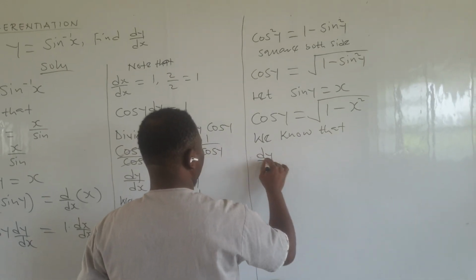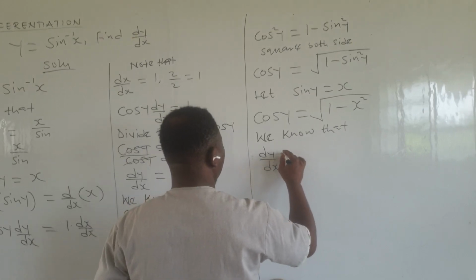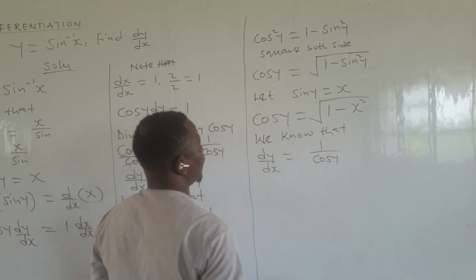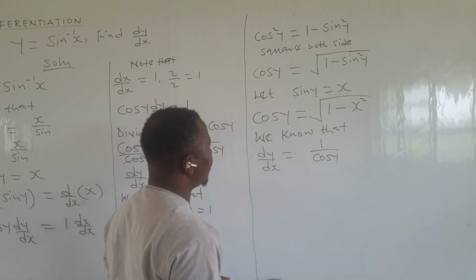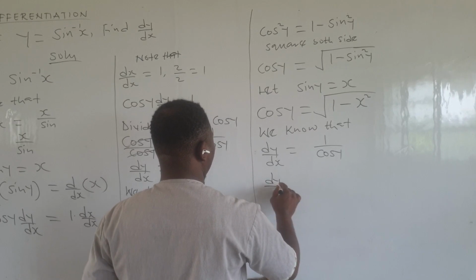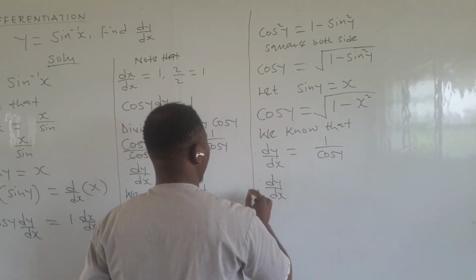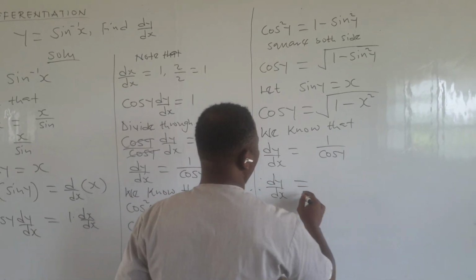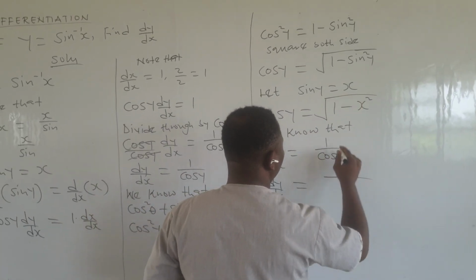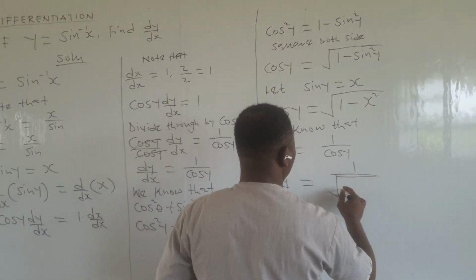Then come back here, where we know that our dy over dx is equal to 1 over cos y. So if you agree with me, our dy over dx is equal to, since cos y is equal to this, we have our final answer.